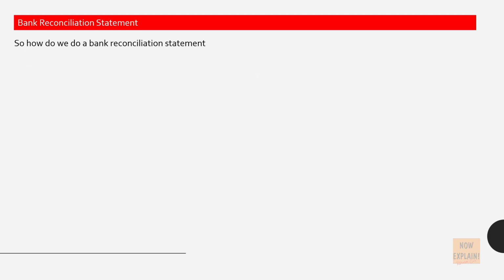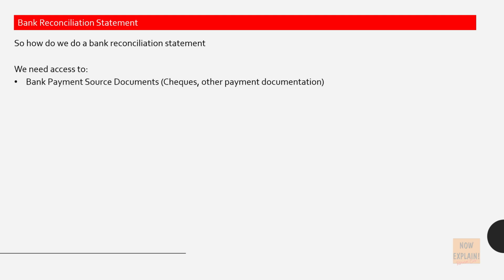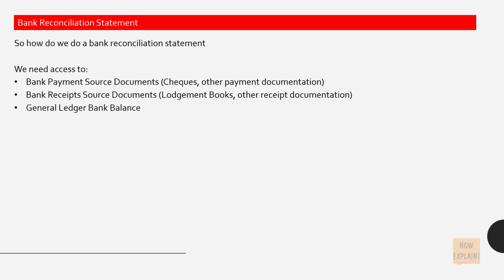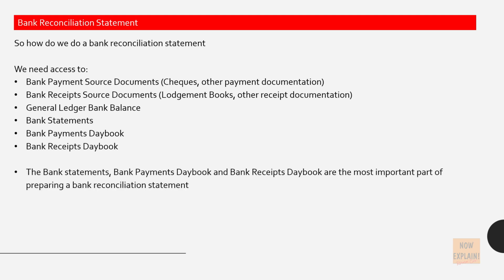So how do we do a bank reconciliation statement? We need access to bank payment source documents, cheques and other payment documentation, bank receipt source documents, lodging books and other receipt documentation, general ledger bank balance, bank statements, bank payments daybook, bank receipts daybook. The bank statements, bank payments daybook and bank receipts daybook are the most important part of preparing a bank reconciliation statement.